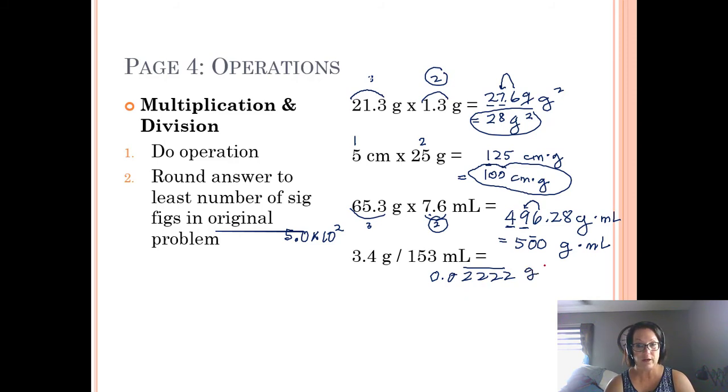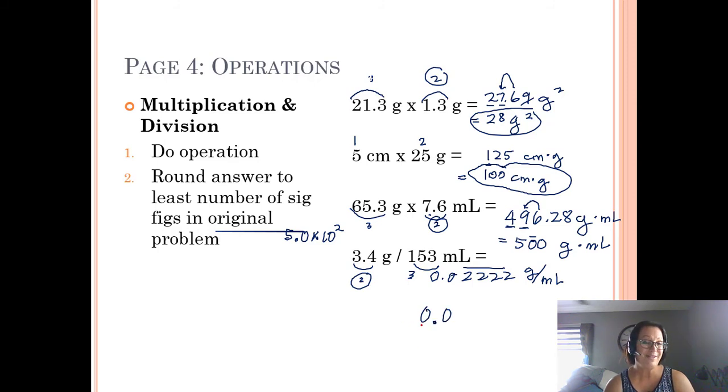In science, we could care less about the repeating decimal. We want to know how many sig figs you round your data to. So this has 2 sig figs. This one has 3. I'm going to round my answer to 2. Sometimes I get students that do this.